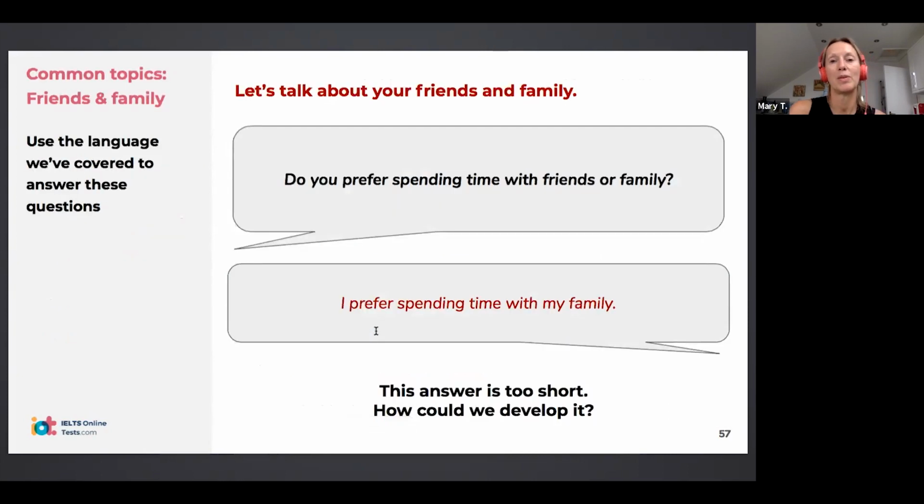Okay, so now let's talk about your friends and family. So do you prefer spending time with friends or family? Okay, this is an example of a not very good answer. So it's far too short. How could we develop that? What could you say? Yes, I do. Okay, that is the beginning of the answer. Exactly. You need to explain why you enjoy spending time with your family.